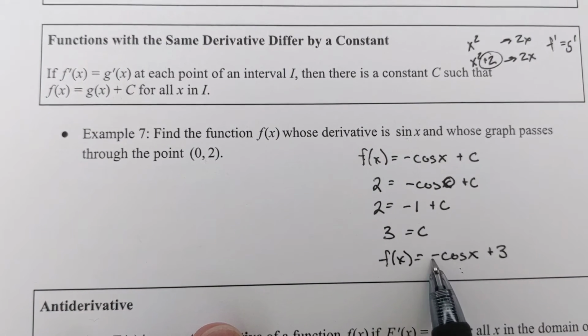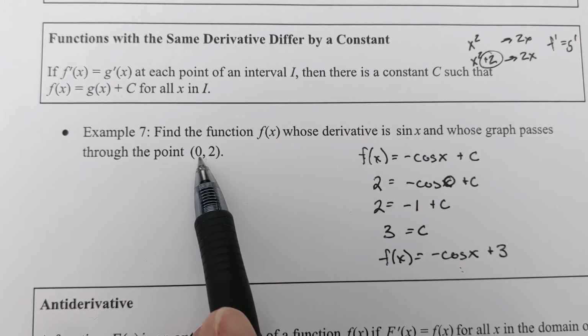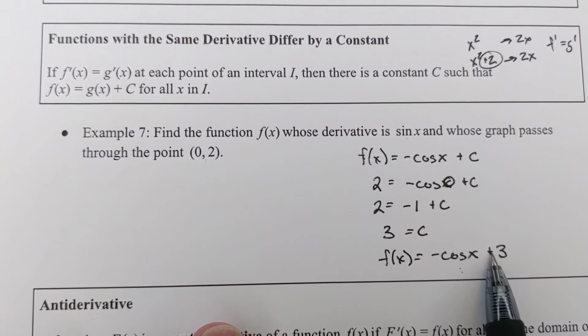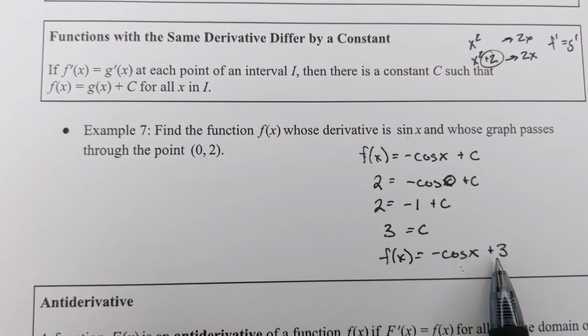Now, any function that has negative cosine x will have a derivative of sine, but in order to pass through 0, 2, I need that plus 3 at the end. If that had been a different point, that would be a different value for c.